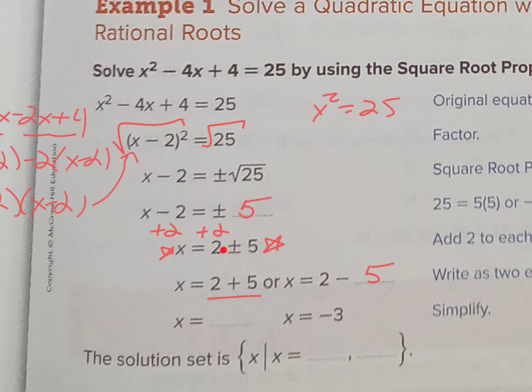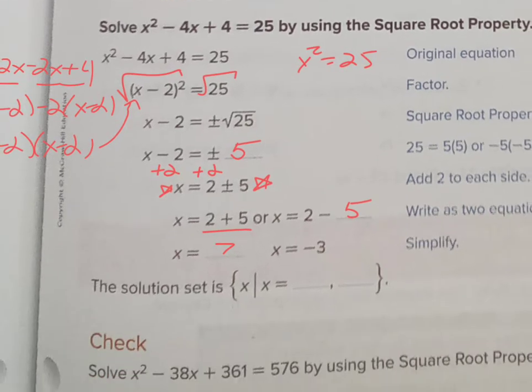Right? The plus and minus here. So then one of our solutions, the 2 plus 5, that's 7. The 2 minus 5, that's negative 3. And so then we're saying our solutions are -3 and 7.